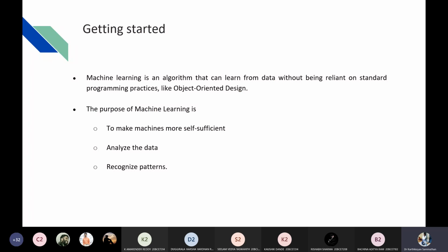So what is the purpose of machine learning? The purpose of machine learning is generally three points. One is to make the machines more self-sufficient. That is the first purpose of machine learning. The second one is to analyze the data. From the analysis, we can recognize patterns, make predictions, or do classification. That is the main objective of machine learning.